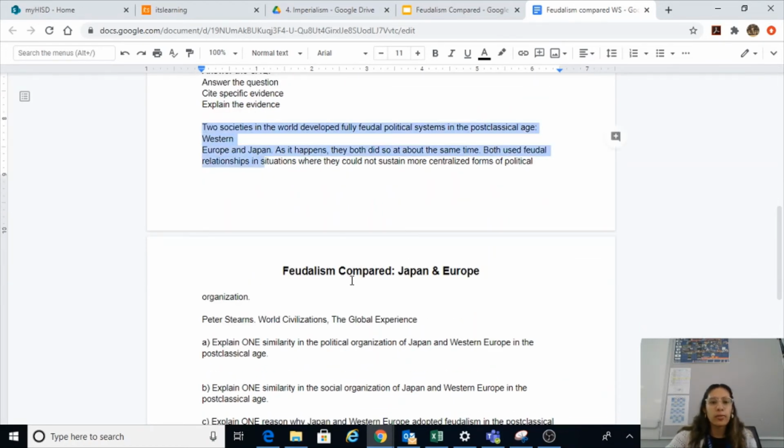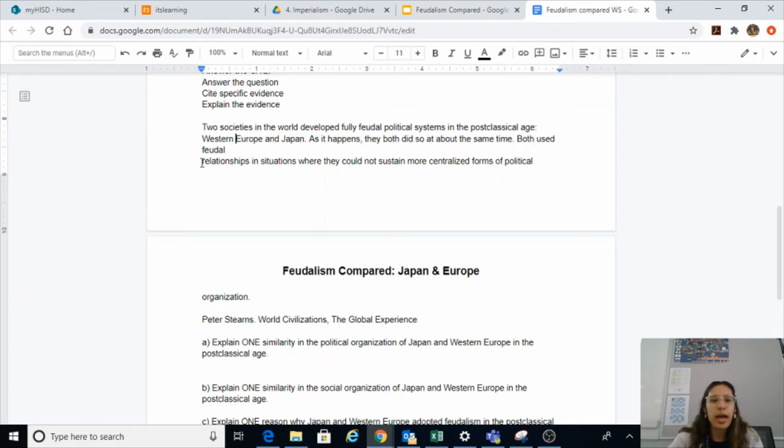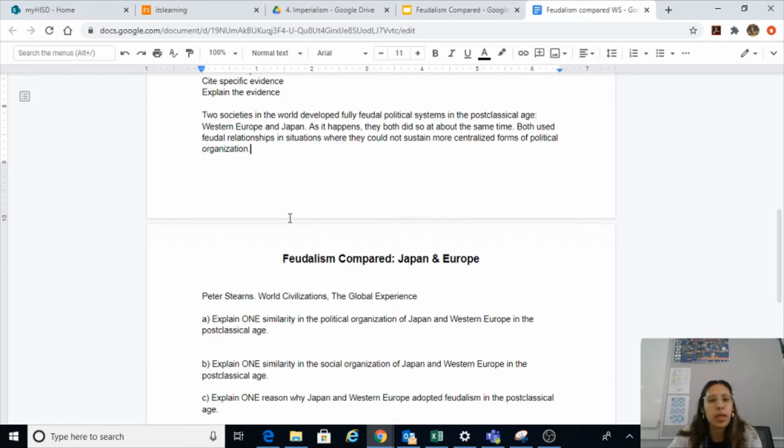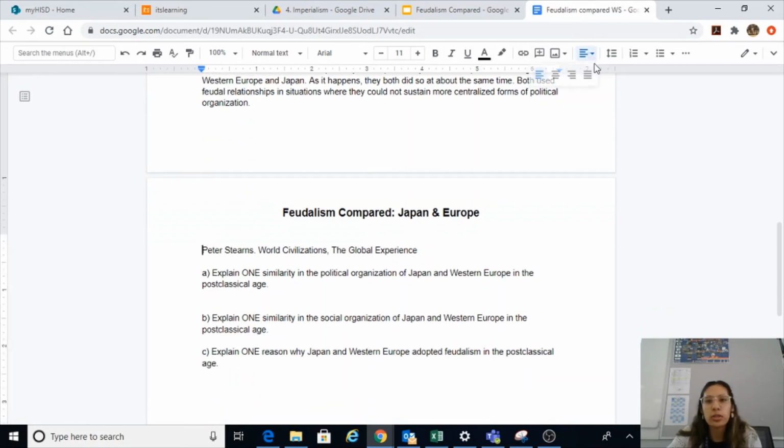So we do have a little bit of a stimulus, and it says: two societies in the world developed fully feudal political systems in the post-classical age, Western Europe and Japan. As it happens, they both did so at about the same time. Both used feudal relationships in situations where they could not sustain more centralized forms of political organization. And this is from Peter Stearns, from his book, World Civilizations, The Global Experience.